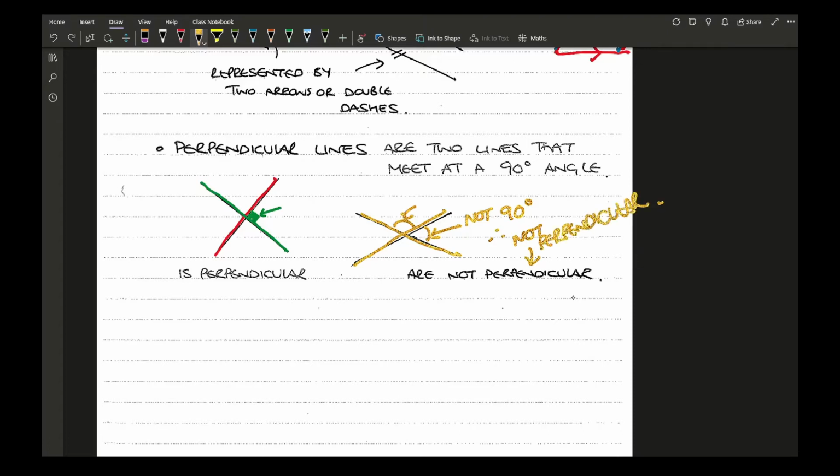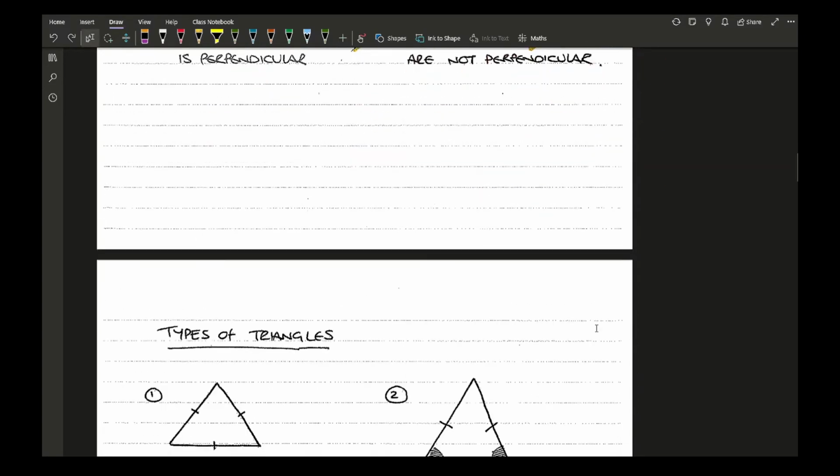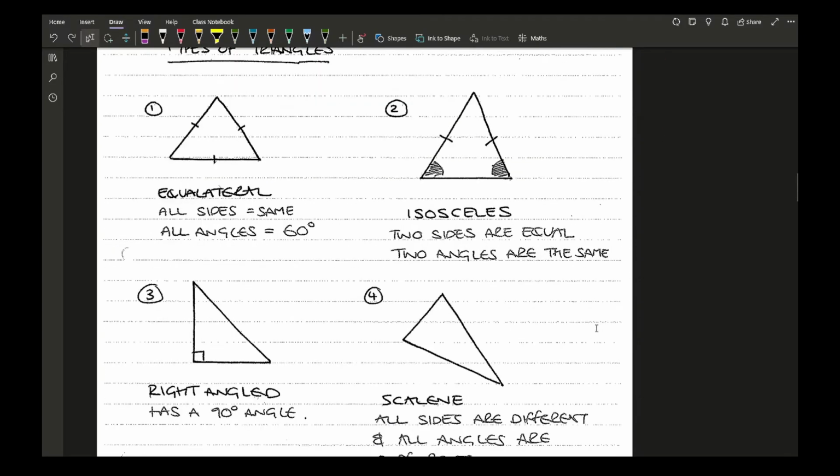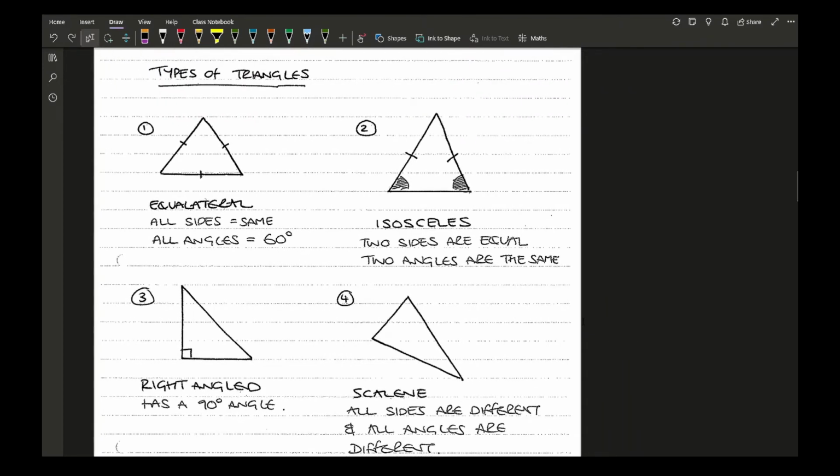And there we go. So the next thing we move on to are the types of triangles. So again, there are 4 types of triangles that you need to be aware of. And I'm just going to zoom out a little bit so you can see them all on the screen. It's important that you're able to spot these.